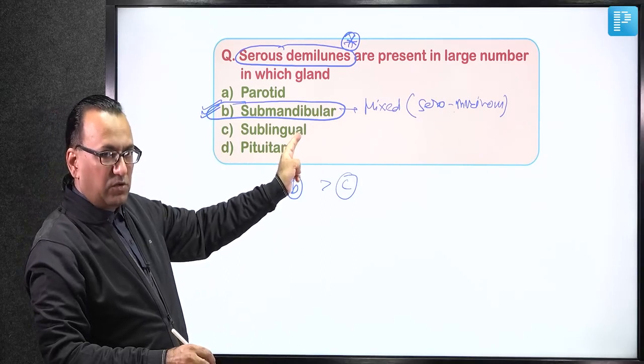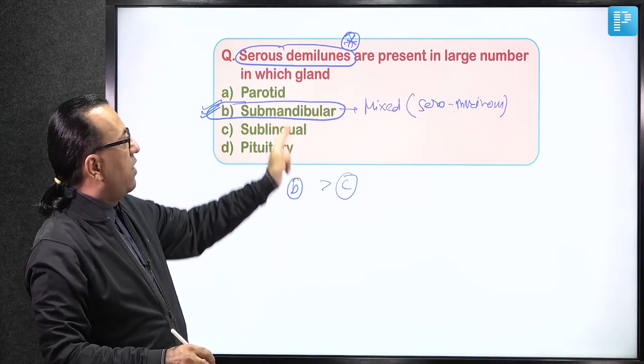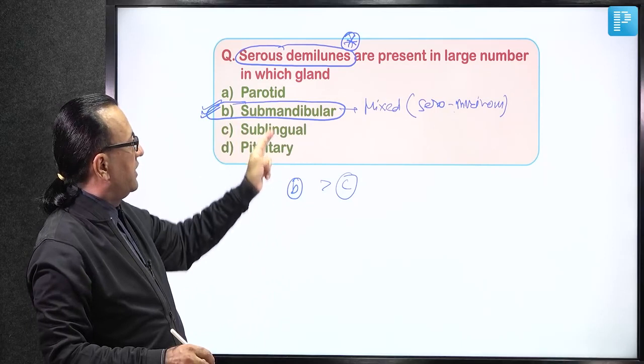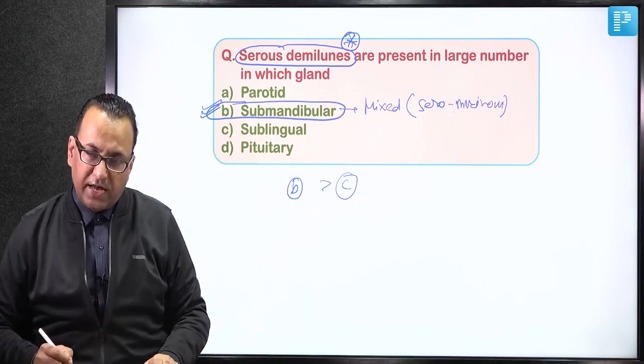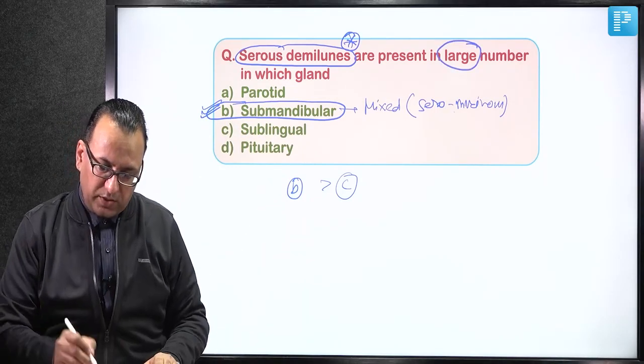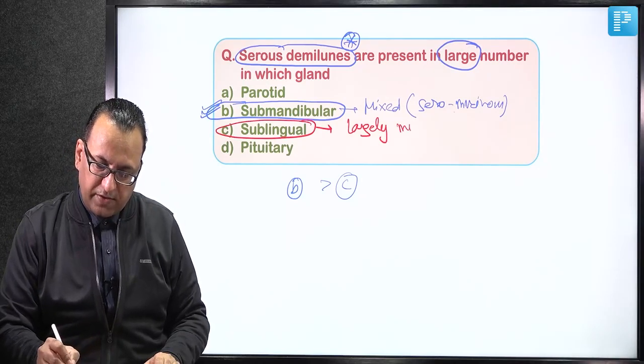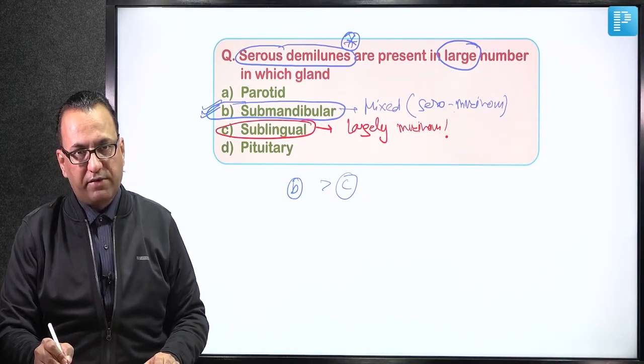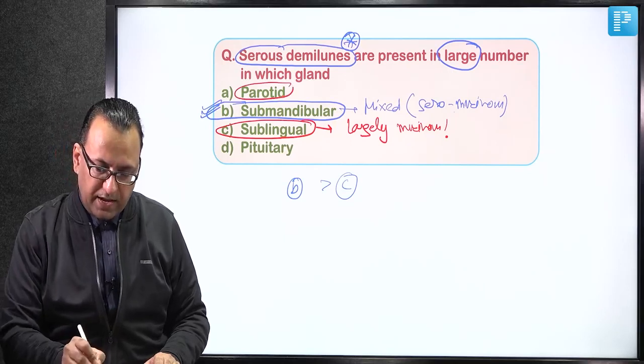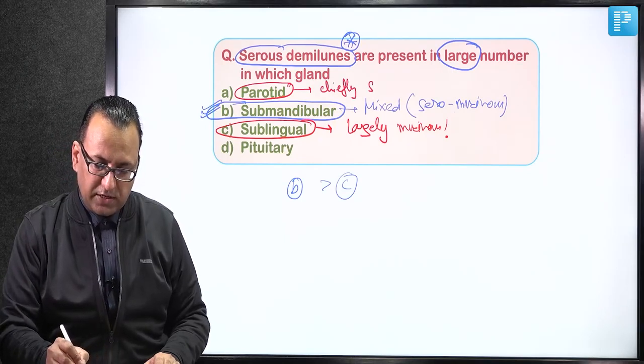Yes, it is also a mixed type of gland. Then why are you taking B as a better answer than C? Because the question is asking about a large number, and we have to understand that the sublingual salivary gland is largely a mucinous variety. And what about the parotid salivary gland? The parotid salivary gland is chiefly serous variety.